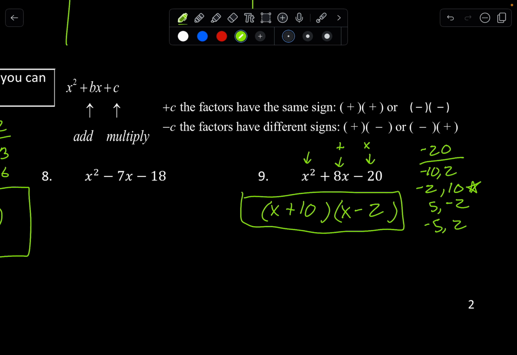Again, you can always go back and FOIL it out to make sure you got the right thing there. If you FOIL it back out and the sign in the middle is flipped, that means you flip the signs in the middle of your parentheses there.